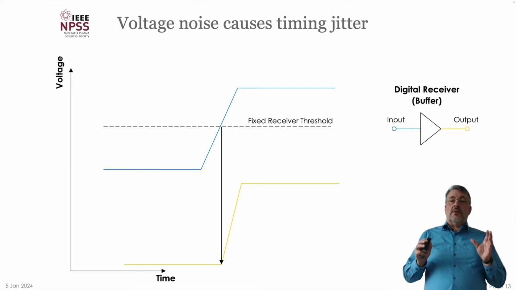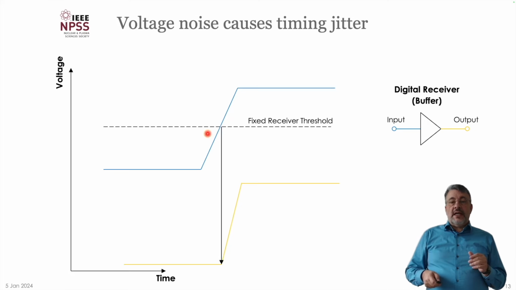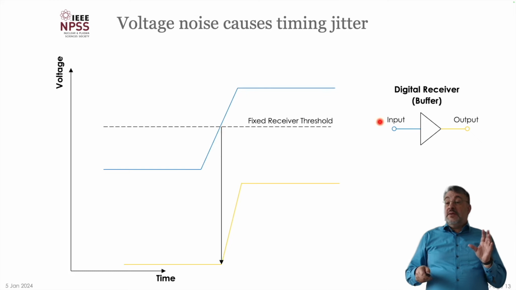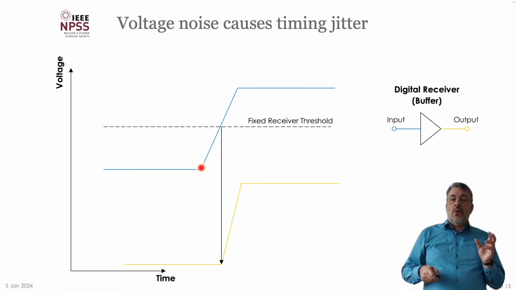Voltage noise causes timing jitter. That's very important to understand. If we have an electric signal here and there's a clock edge, every clock edge is not infinitely fast, but it always has a certain rise time. If you receive this clock via a buffer, then this buffer has a fixed receiver threshold. Only when the clock surpasses this threshold does the buffer trigger and the output goes from 0 to 1.